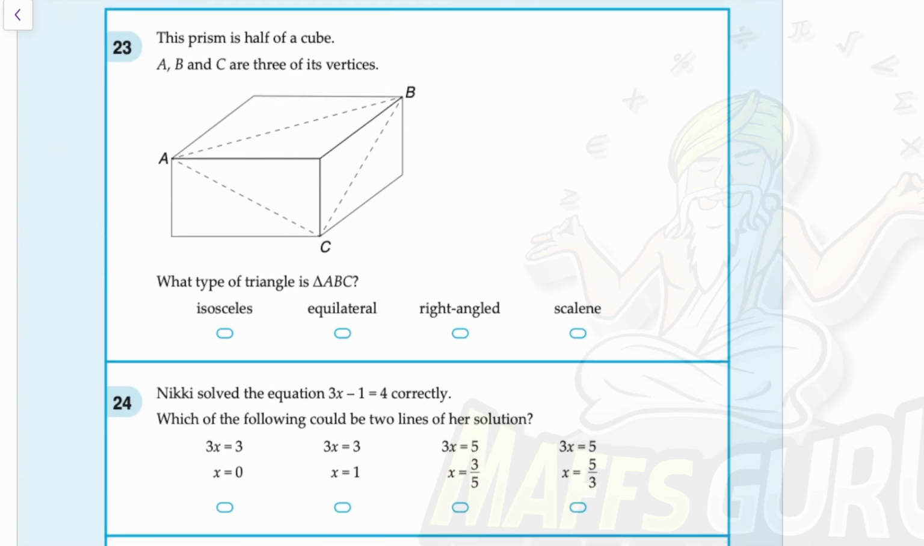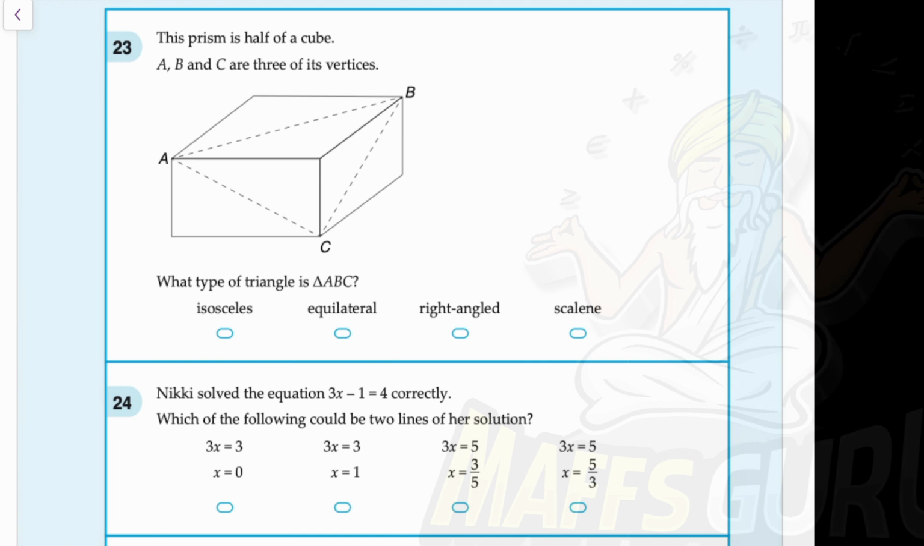Ooh, water. This prism is half of a cube. A, B and C are 3 of its vertices, and a vertex is nothing more than a corner. What type of triangle is triangle ABC? Cool, that's a good question. So a prism is half of a cube. So what we now know is that distance there and that distance there are exactly the same.